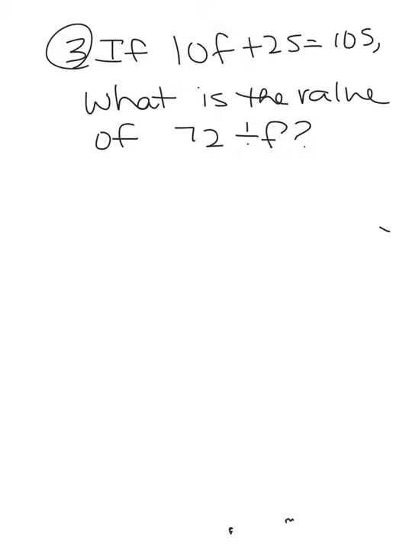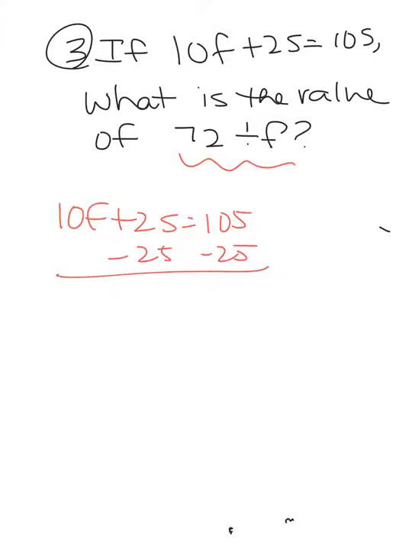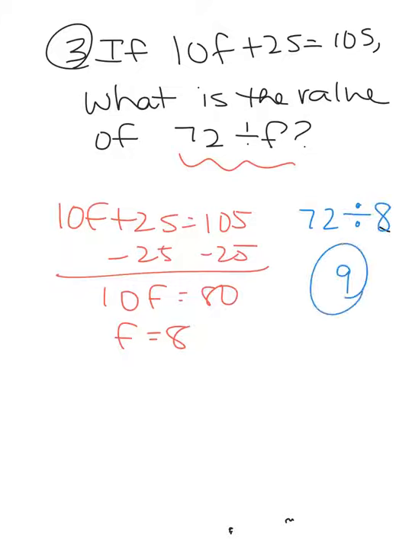Number 3 is a similar problem. It says if 10f plus 25 is equal to 105, what's the value of 72 divided by f? So that's what my final question is. In order to do that, I first have to solve 10f plus 25 is equal to 105. Bring my 25 to the other side. 10f is equal to 80, so f is equal to 8. Now I need to substitute that in to my next expression that they gave me, 72 divided by f. So I'm going to do 72 divided by 8. And that final answer there is 9.